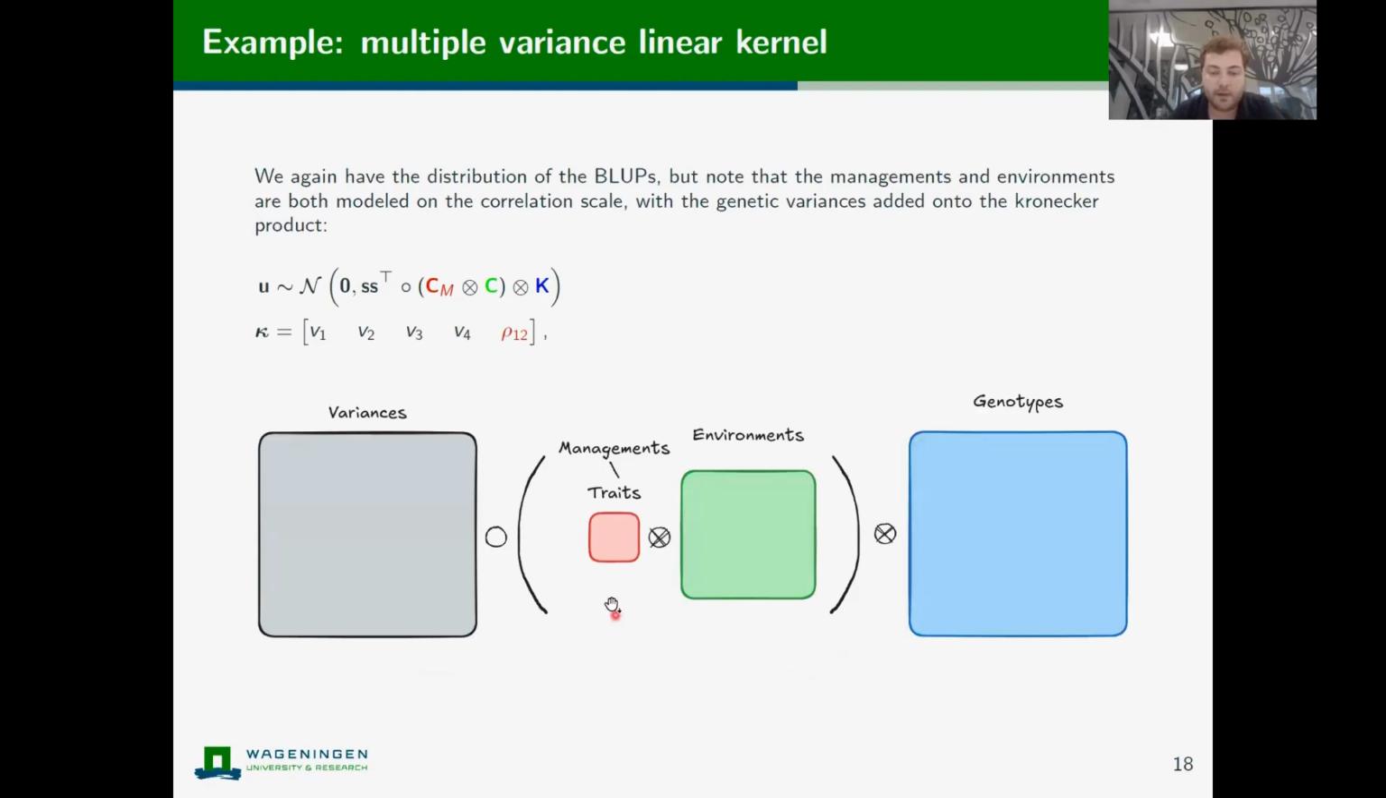Graphically, it looks like this. Like I mentioned, we have an unstructured correlation matrix for the managements, and a linear kernel for the environments. We first take the Kronecker product of those to expand it. Then we put the variances on top, and finally we multiply with the kinship for the genotypes.